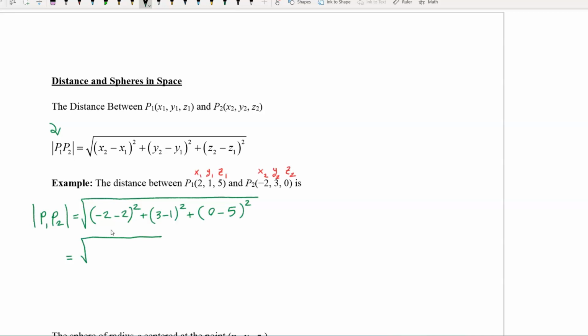and this is equal to square root of, so here we have -4 squared, it is +16. 3 minus 1 is 2, 2 squared, it is 4. -5 squared, it is equal to 25. And this is equal to square root of 16 plus 4 plus 25, it is equal to 45. So the square root of 45, I rounded to 3 decimal places, our answer is 6.708.